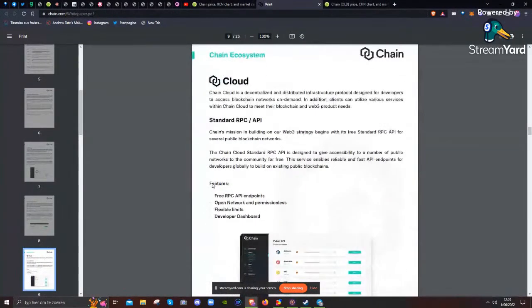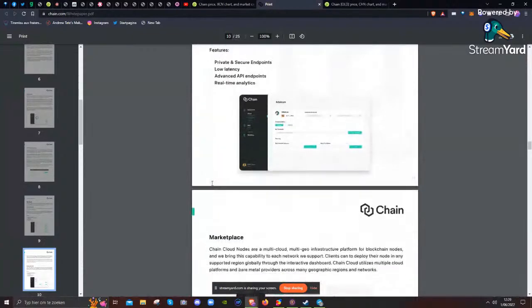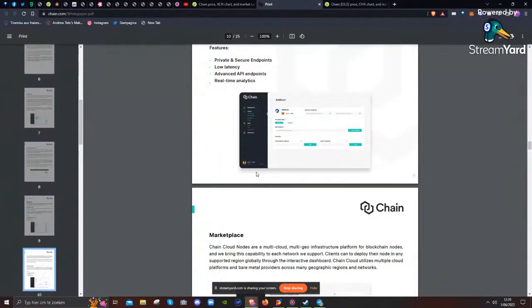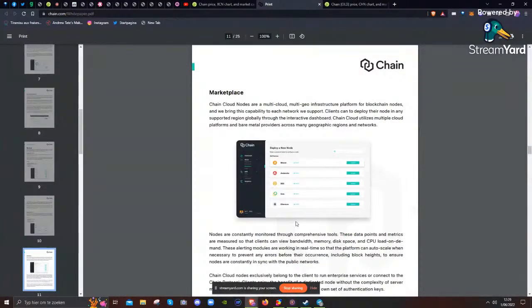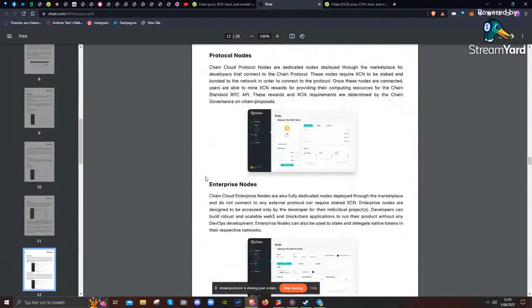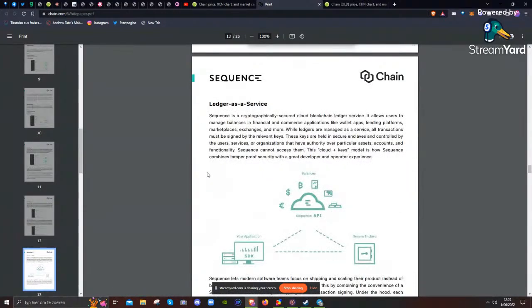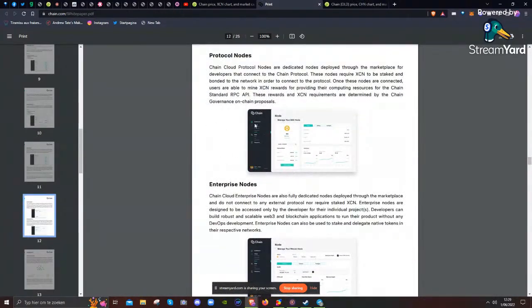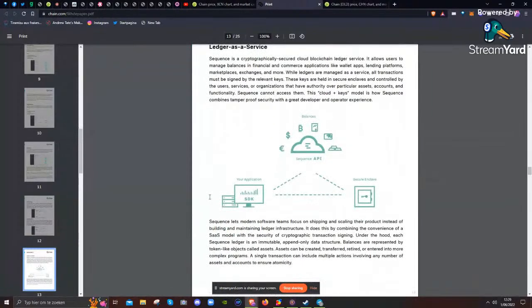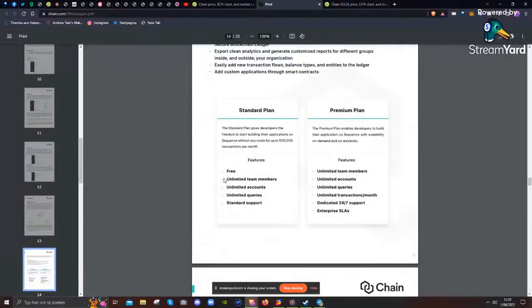Permissioned architecture, okay, cloud standard RCI, API. So in here you've got a few images showing what it looks like, how you do so. Marketplace, so you can buy a variety of coins on their marketplace. Protocol nodes, enterprise nodes, so nodes from your enterprise or on the protocol itself. Ledger as a service, so they're offering their chain and ledgers as a service towards companies to make use of. Not in those terms, but to communicate the general gist about it.